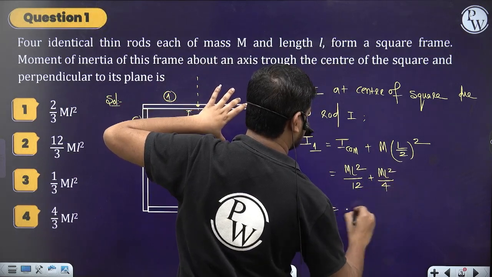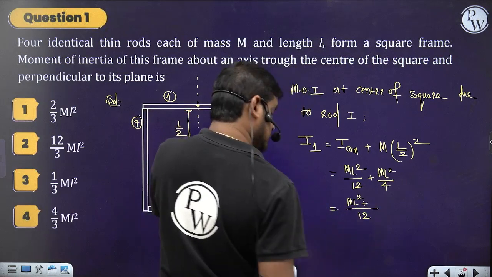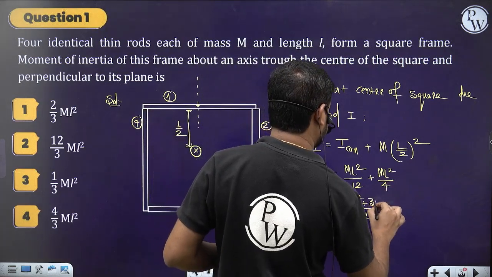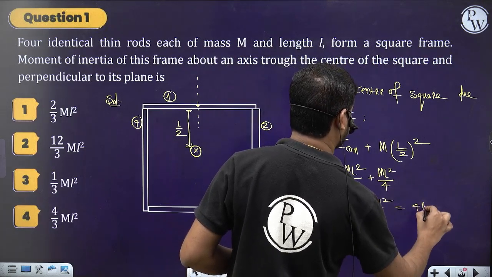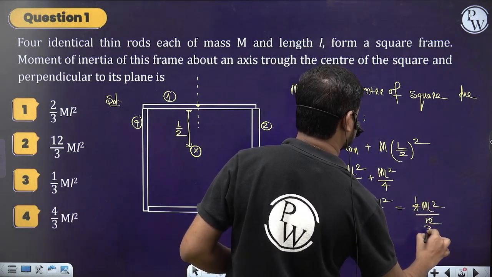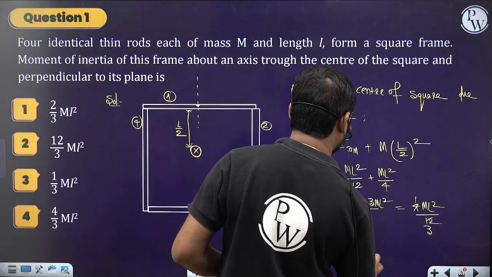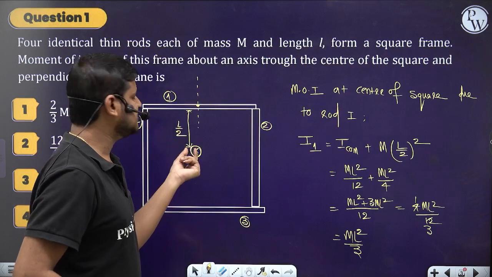So here 12 is the LCM. So this is ml square by 12, plus ml square plus 3 times, so 3 ml square, right? Which is nothing but a total of 4 ml square by 12. So 4 ones are 4, 4 threes are 12, so this is 4 ml square by 3. So this is the moment of inertia due to one rod at the center of the square.